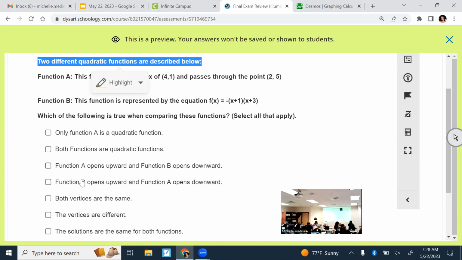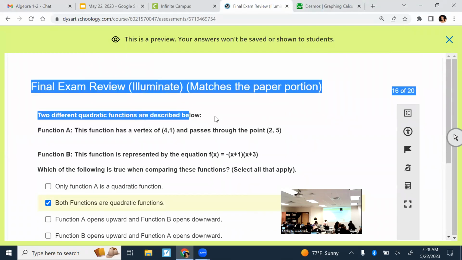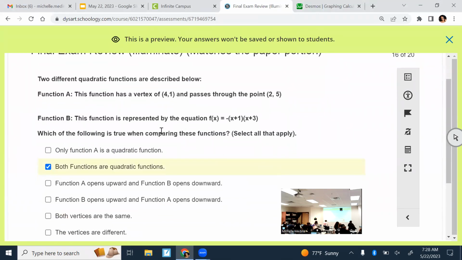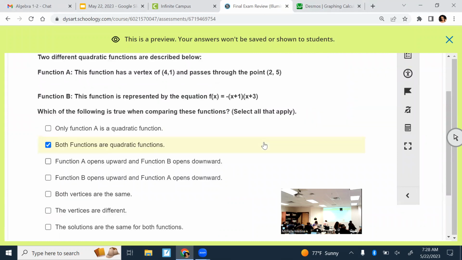Okay, so then moving on. Both functions are quadratic functions. Yes, it says so in the directions. Not really sure what they were trying to do, maybe they didn't mean to put that there, but it says in the directions that they're both quadratic functions. So, you know, keep going. It says function A opens upward and function B opens downward.